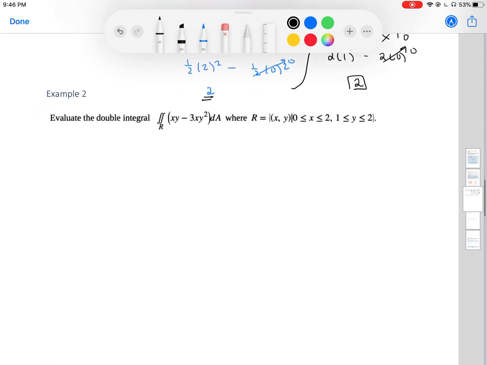Next example. Evaluate the double integral of xy minus 3xy squared dA, where R is the set of x, y such that 0 is less than or equal to x less than or equal to 2, and 1 is less than or equal to y less than or equal to 2. So here we have our bounds again for our x's and our y's. They're presented differently. And here we're given our equation to work with.